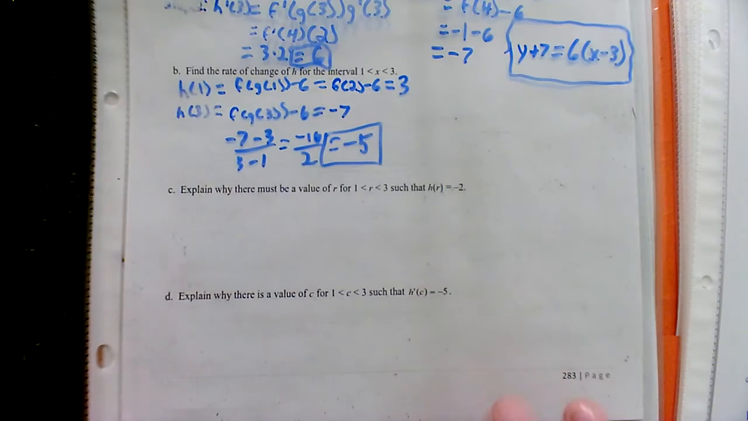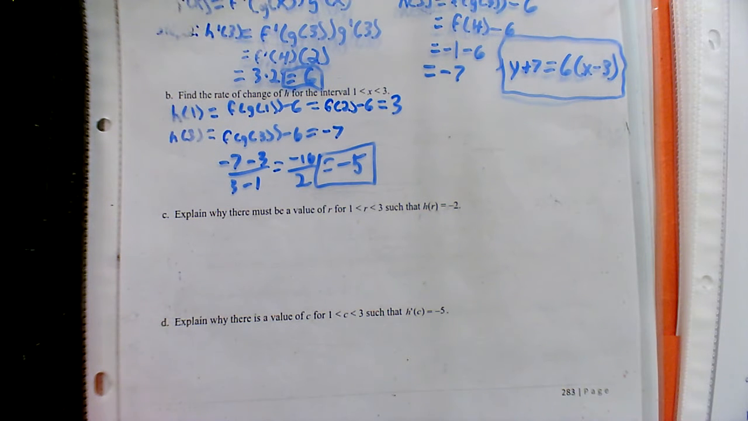So now we might need to think about those theorems a little bit more. Explain why there must be a value r for the interval 1 to 3 such that h of r would be equal to negative 2. Think about your theorems, read that again. Think about what they're asking for. Go through your 4 theorems that we had on that one page. Which one do you think is going to help you, and what is it telling us? Let's give everybody a moment to look, and then we'll go for an answer.